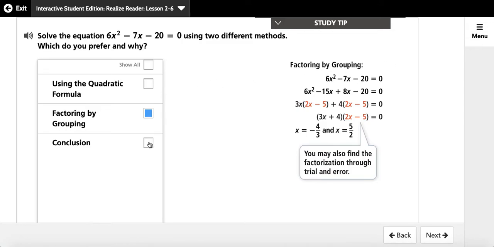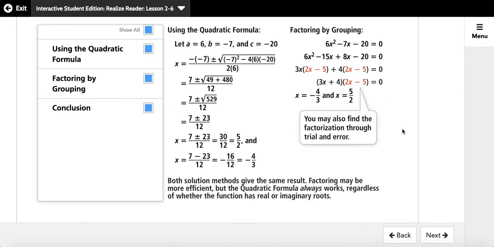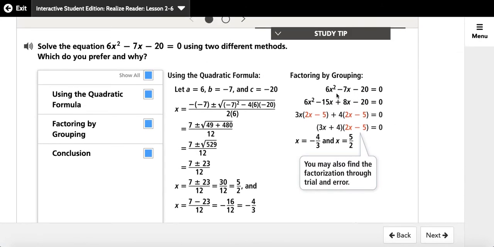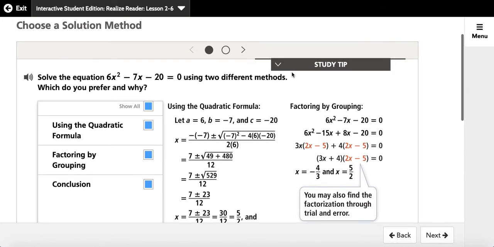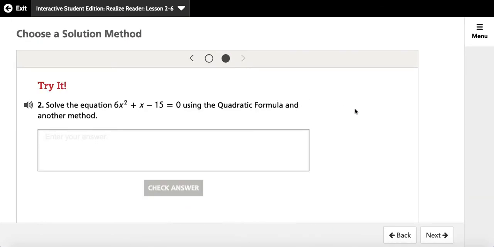Let's see what they wrote. Both solutions give the same result. Factoring may be more efficient, but the quadratic formula always works, regardless of whether the function has real or imaginary roots. That's true. If it had imaginary roots, you wouldn't be able to do this. You could start doing it and then you get stuck. So that's why the quadratic formula is so often used.